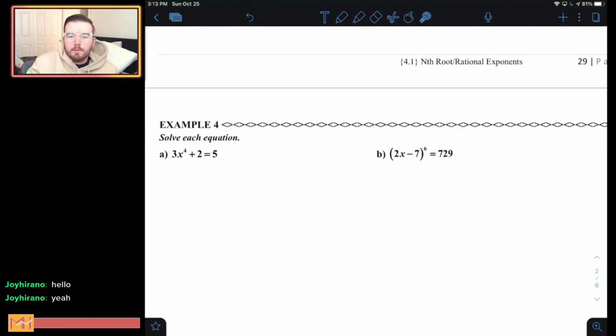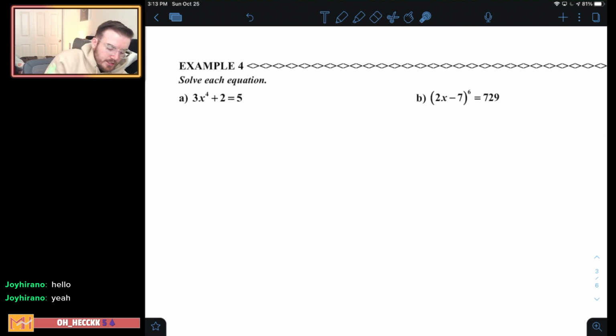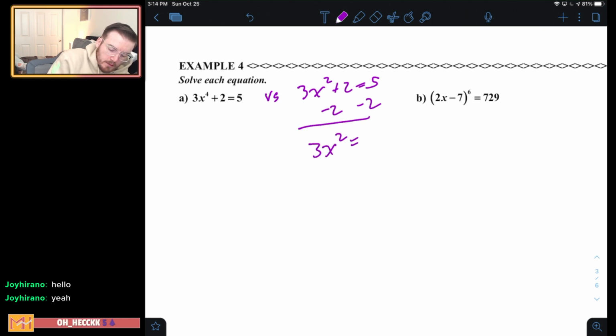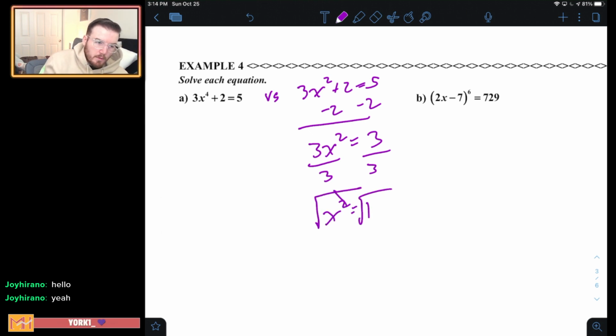All right, let's take a look at these problems that we're solving here. Let's make some use of these roots that we're learning. So compare this problem to 3x squared plus 2 equals 5. Let's compare and contrast. So how would we do this problem? We'd subtract the 2. We get 3. We divide the 3. We get x squared equals 1. And then we take the square root to cancel that. Whatever you do to one side, you do the other. And you end up with plus or minus 1.